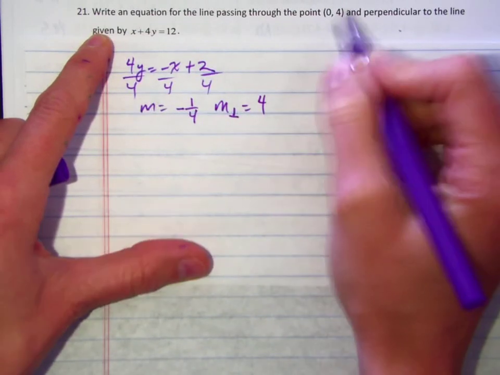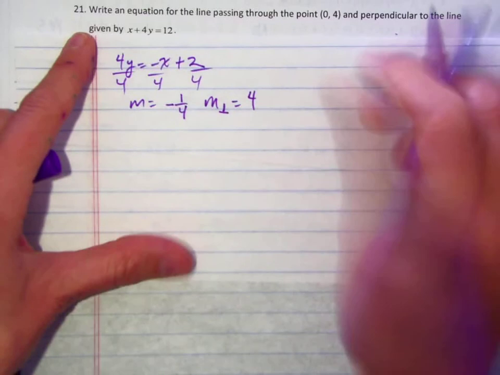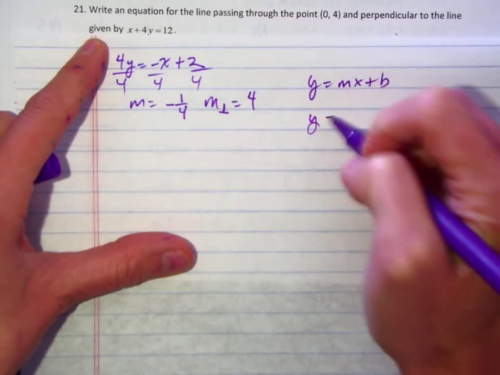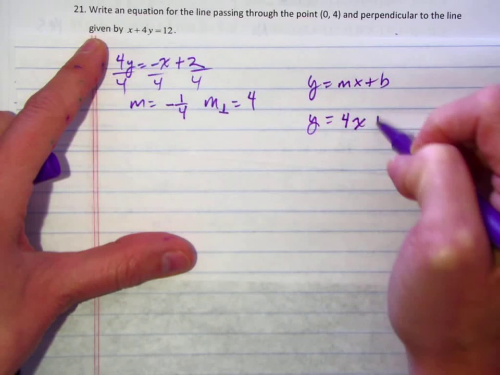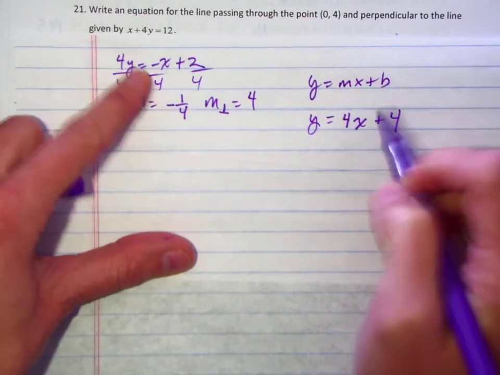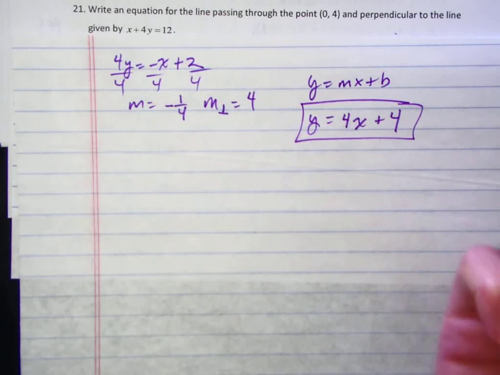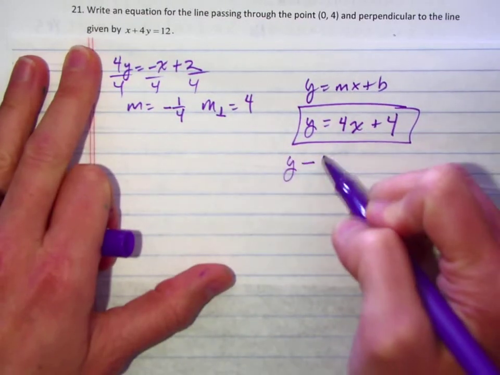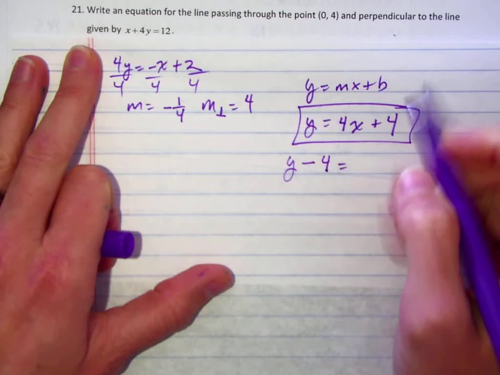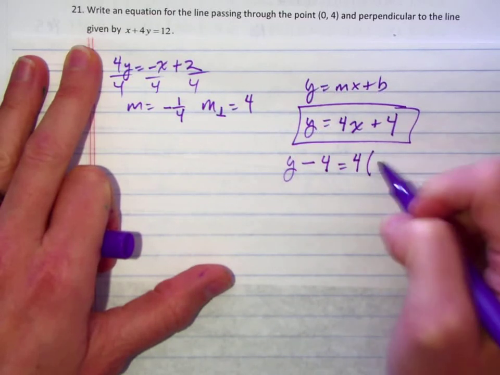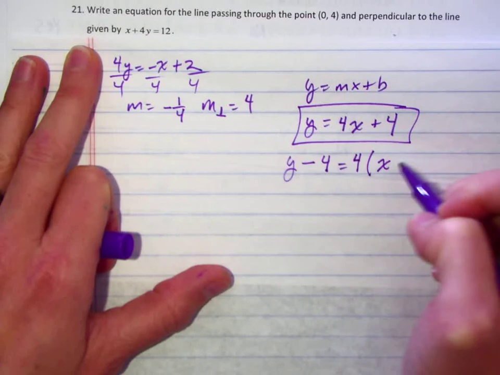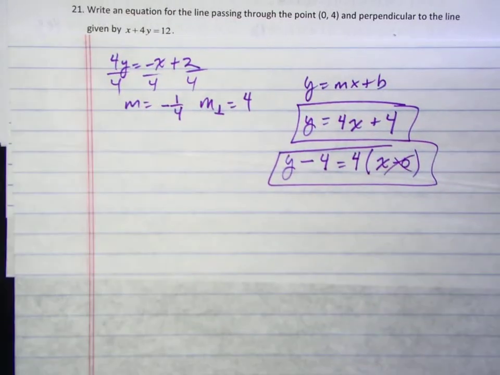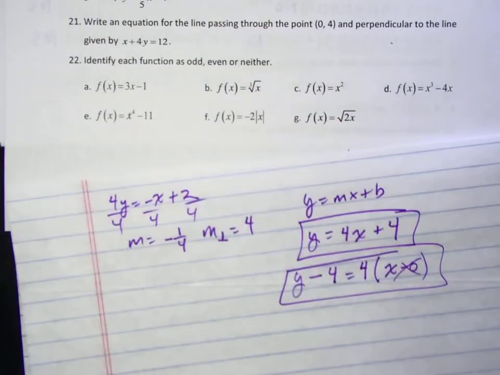Now for this one, slope-intercept form, y equals mx plus b, is simple because they give us the intercept. So it's y equals 4x plus 4, okay? For this one, slope-intercept would be my preference, but if you did point-slope form, we would have y minus 4 equals 4 times x, and then minus 0, or plus 0, it doesn't matter. Technically, you wouldn't even have that anyway. Okay, I think that's a good stopping point.